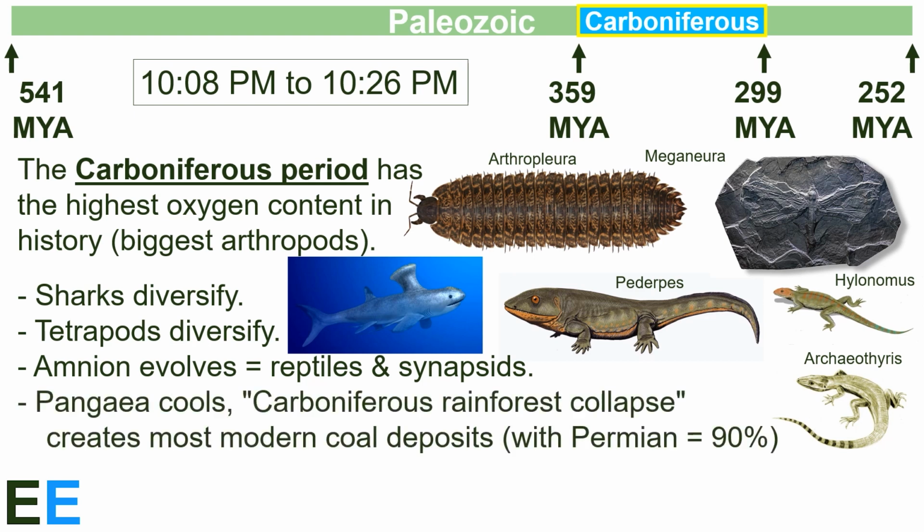Towards the end of the Carboniferous, Pangaea cools, which leads to the Carboniferous rainforest collapse, which creates most modern coal, oil, and gas deposits. The deposits made during this period, combined with those from the next period, the Permian, account for about 90% of all the modern oil and gas deposits. This is actually where the period gets its name from. While most periods are named for where the first nice rocks from that time were found, like Devonian for Devon in southwest England, the Carboniferous gets its name from the production of carbon fossil fuels.